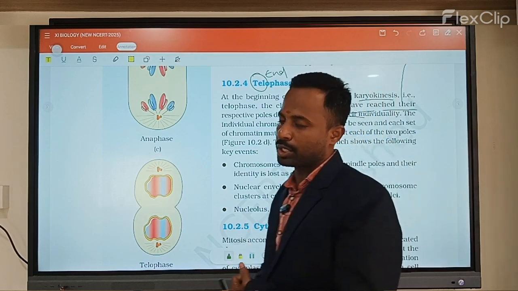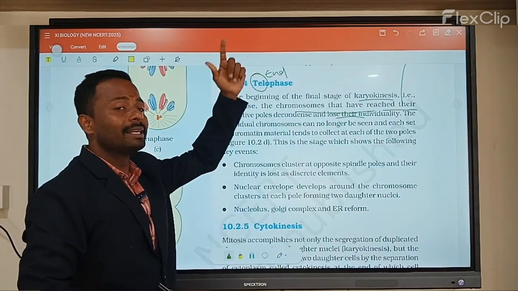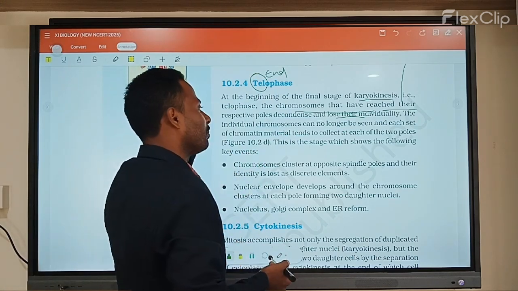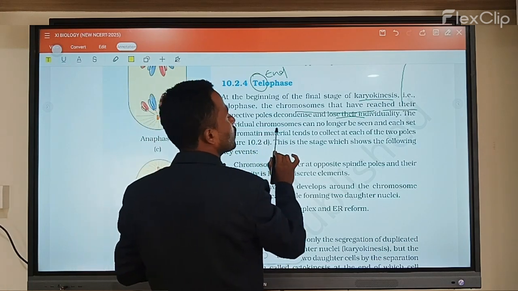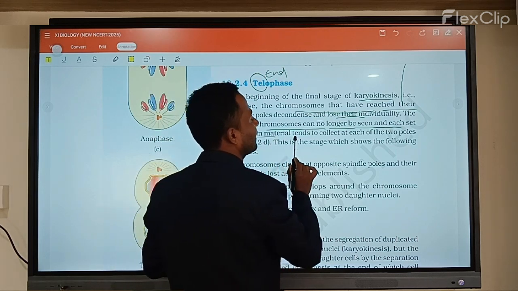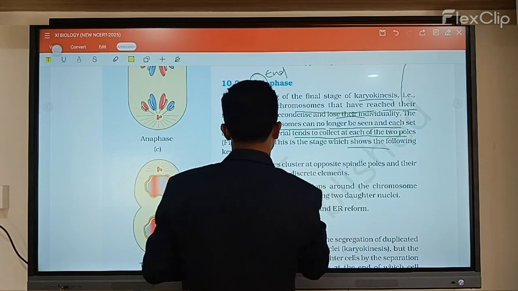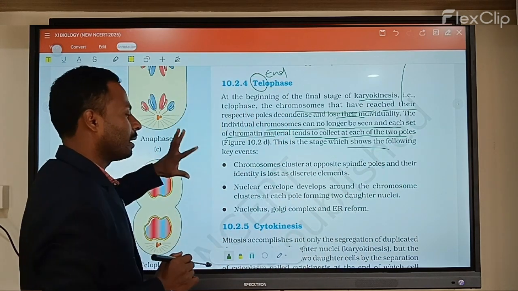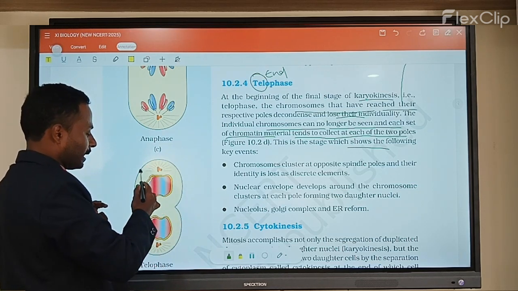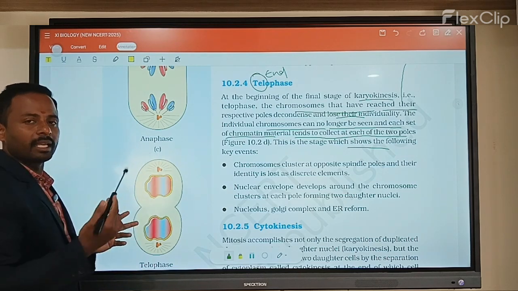So in decondensation, what happened in prophase? Condensation. But here decondensation takes place and the cells come back to their earlier state. Now individual chromosomes can no longer be seen, and the chromatid material tends to collect at the two opposite poles. Here the cells completely undergo decondensation and come back.